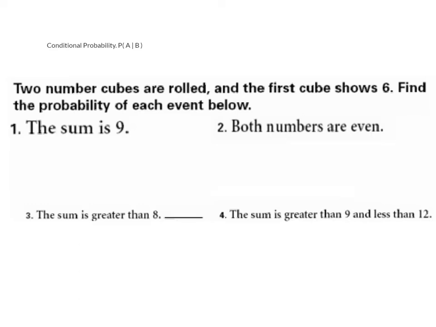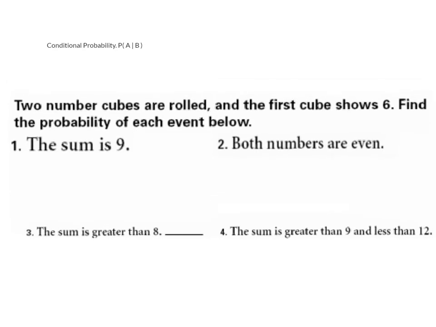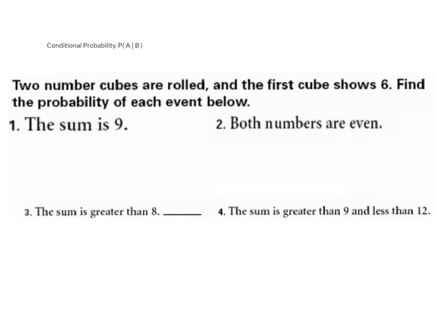So the trick here is that we already know something that happened, so it's not going to be part of our probability. It does affect the probability we're about to do, but it's not going to be part of our probability. So how we would write this is we say probability that the sum is 9, and then this line right here means given that the first cube shows a 6. So we're going to say given that we already know we have a 6.